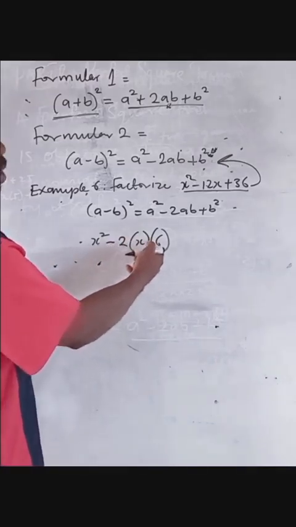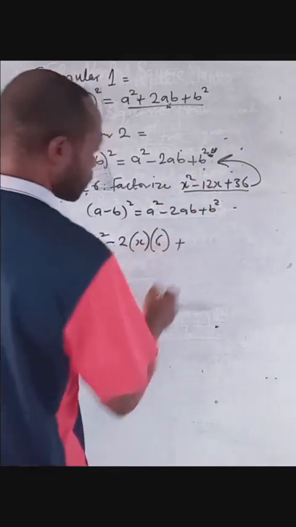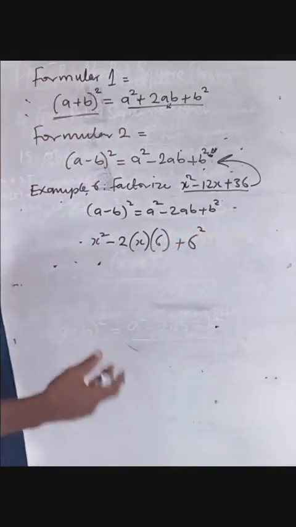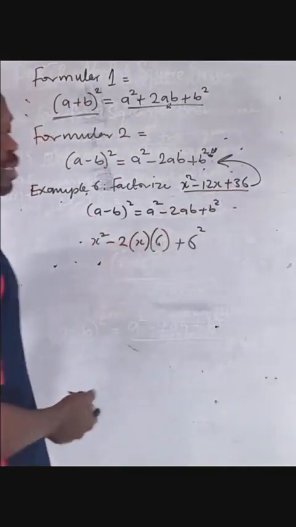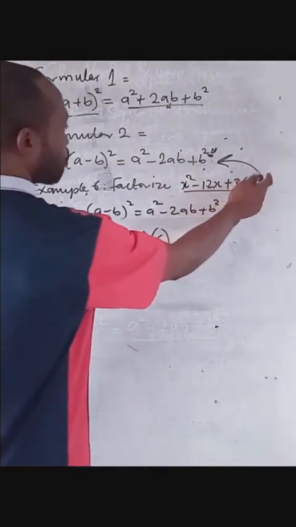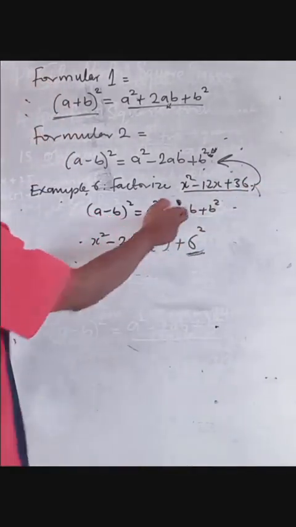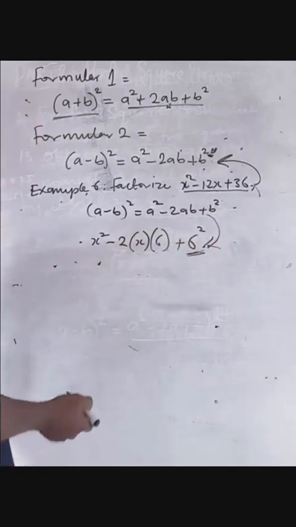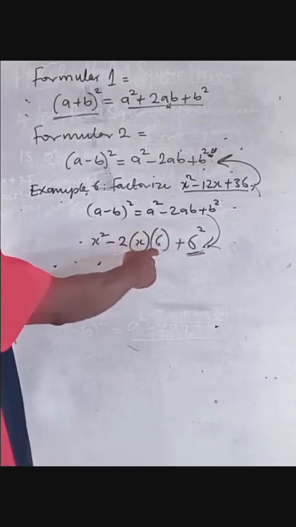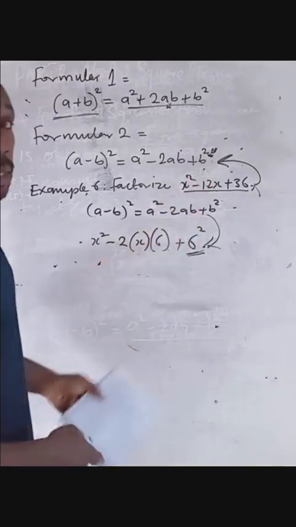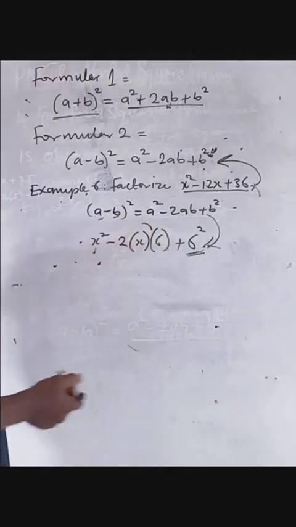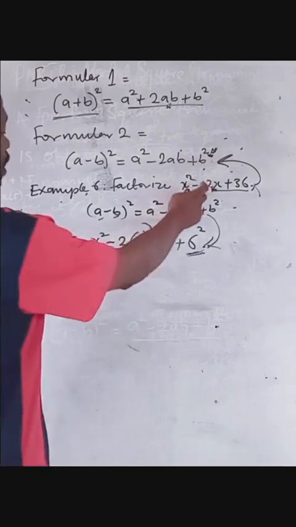2 multiplied by 6 is 12. Plus 36 here is going to be 6 squared, because 6 multiplied by 6 is 36. So now we have been able to rewrite this expression as x squared minus 2x multiplied by 6 plus b squared. So a is x, b is 6. So I have expressed this expression in this form.